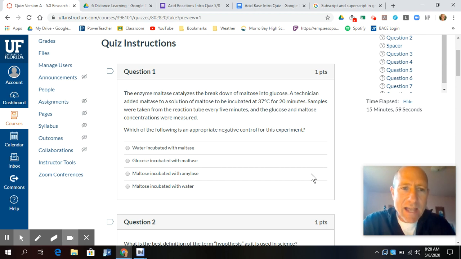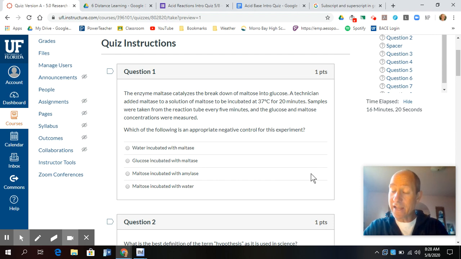A technician added maltase to a solution of maltose. Maltase is an enzyme. To be incubated at 37°C for 20 minutes. Samples were taken from the reaction tube every 5 minutes, and the glucose and maltose concentrations were measured. Which of the following is an appropriate negative control for the experiment?